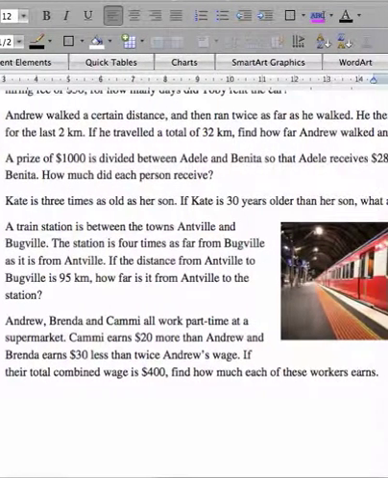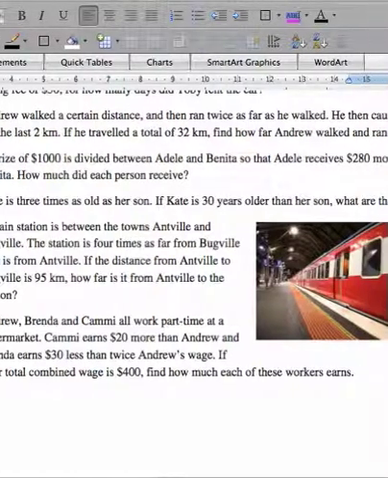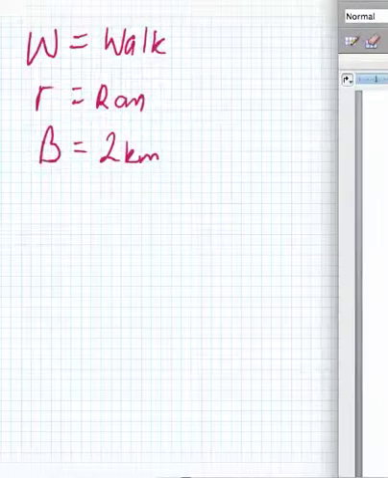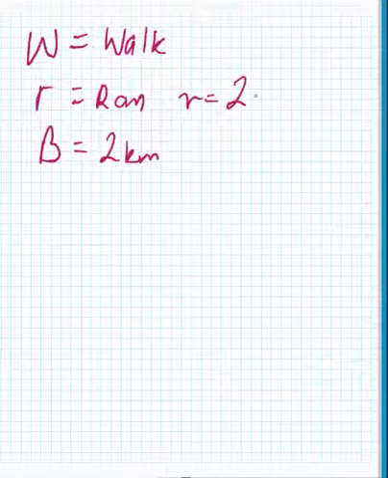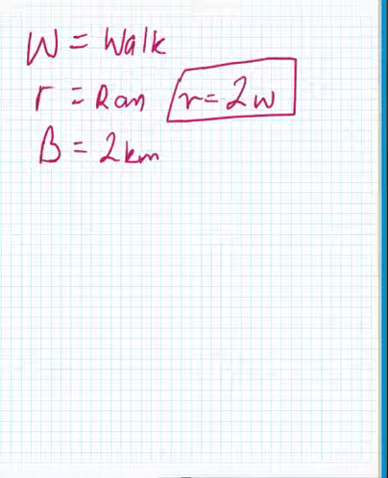So Andrew walked a certain distance. There's no extra information. He just walked a certain distance. Let's read the next part. This is the part that's important. And then he ran twice as far as he walked. So if he walked a certain distance, he ran twice as much. So we can say R is also equal to twice as much as he walked, or 2W. And this will be important. We need to use this later on. Okay, so that's just from the information that's given to us.